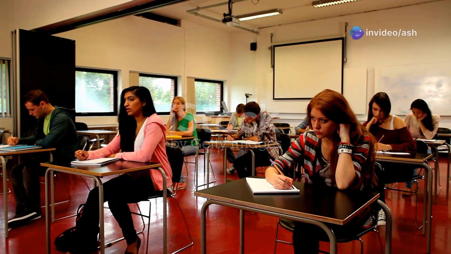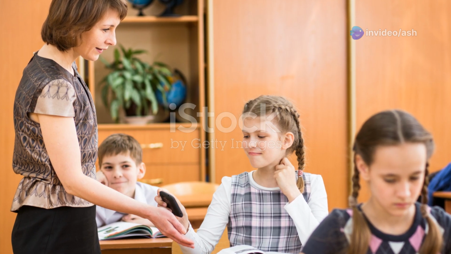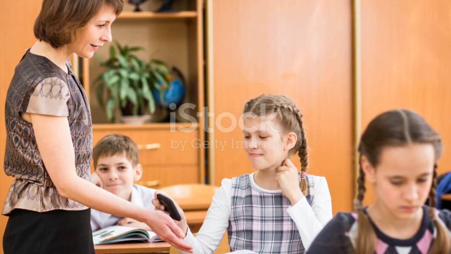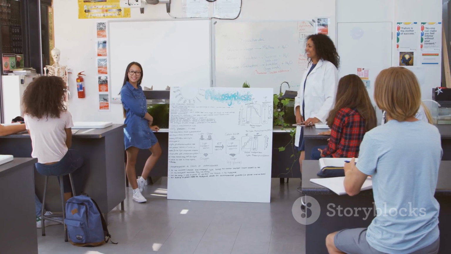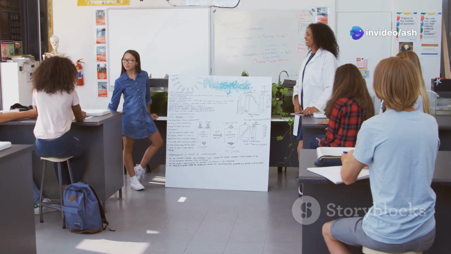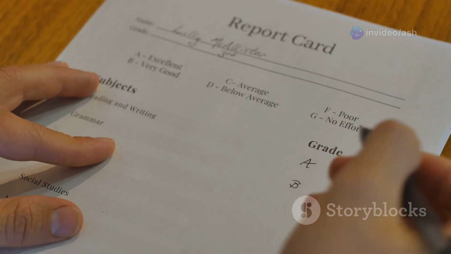Summative assessment, in contrast to formative assessment, takes place at the end of a learning unit or course. It aims to measure what students have learned over a period of time and provide a summary of their understanding. Examples of summative assessments include end-of-unit tests, final exams, projects, and presentations. These assessments are often graded and carry more weight than formative assessments.